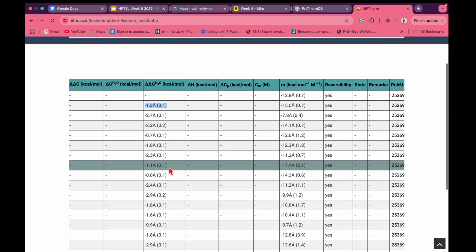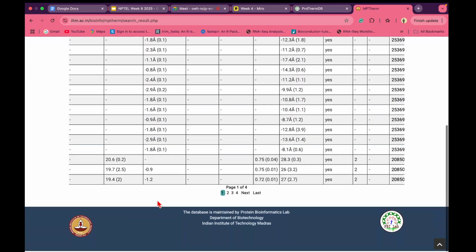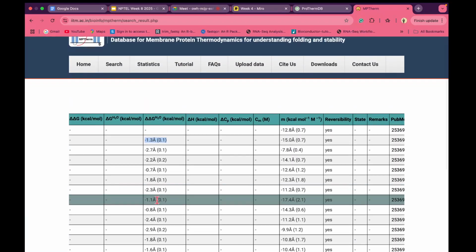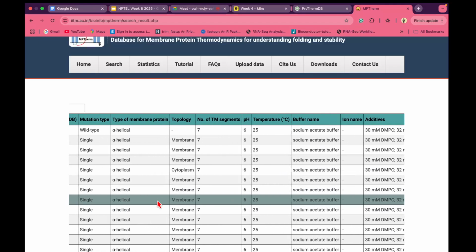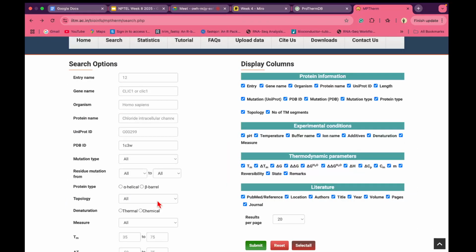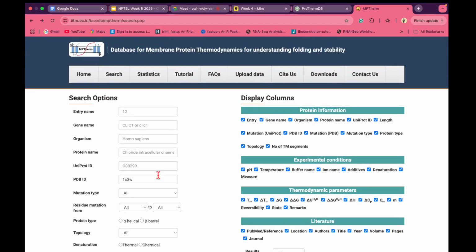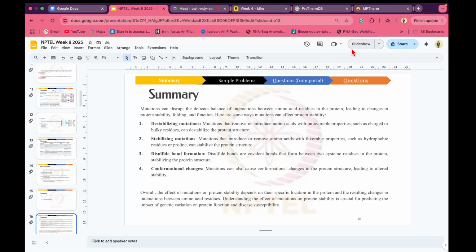Here we see some mutations have negative values while some have positive values. In this case there is a destabilizing mutation. But even these mutations have both stabilizing and destabilizing effects. So this is the explanation I have planned.